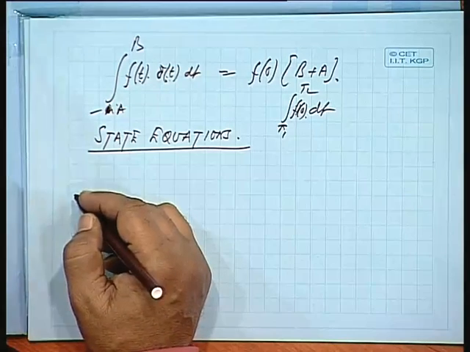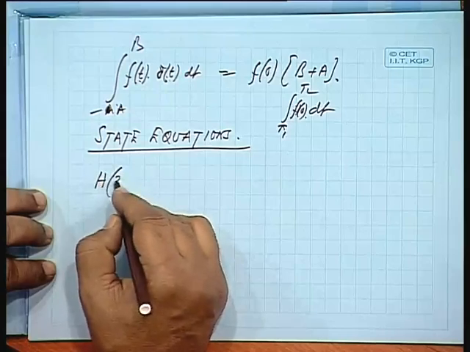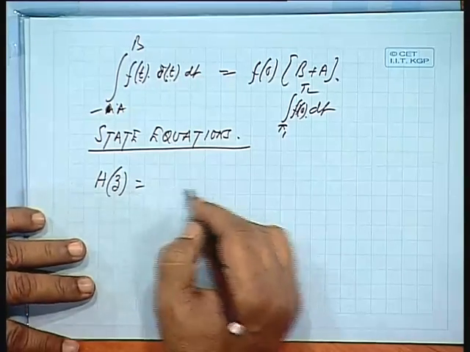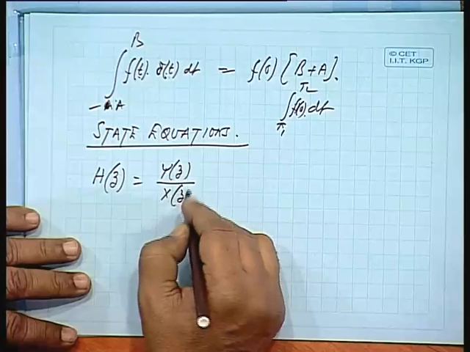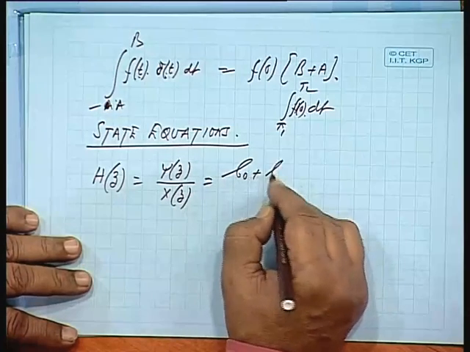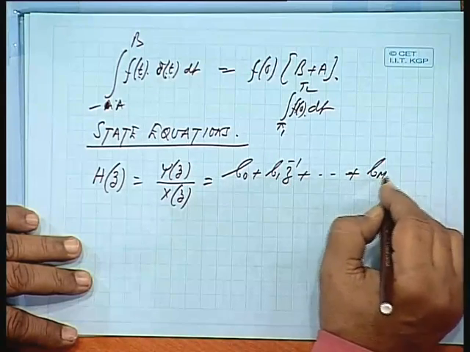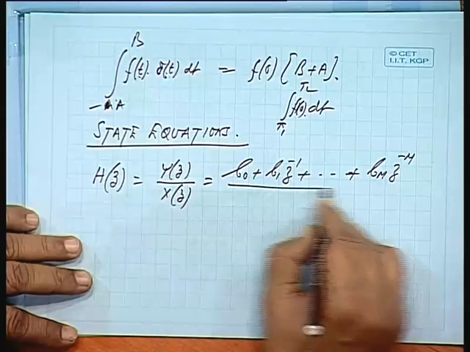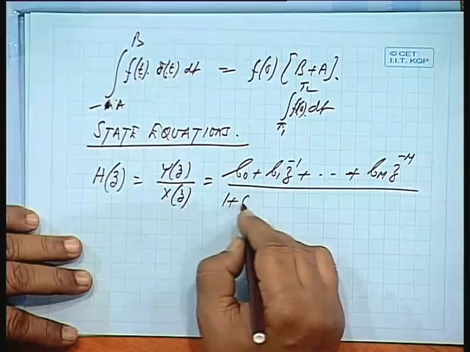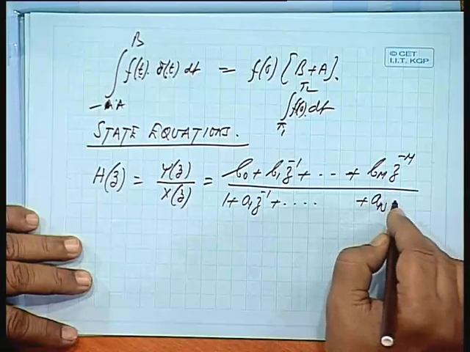So, now we will take up state equations. Suppose we are given a system whose transfer function is, we are once again going back to the z domain representation, Y(z) by X(z), okay, is equal to b0 plus b1 z^-1 etcetera plus bm z^-m divided by 1 plus a1 z^-1 and so on plus an z^-n.